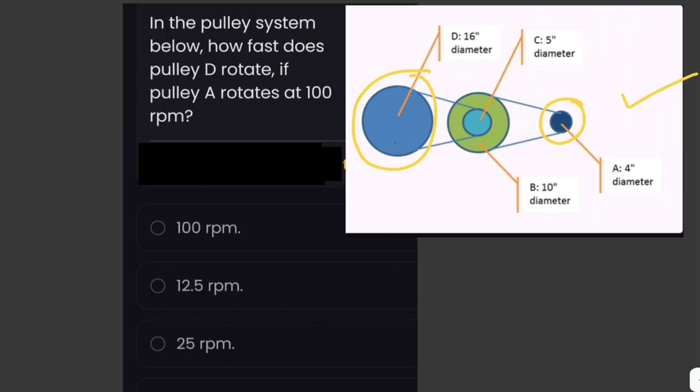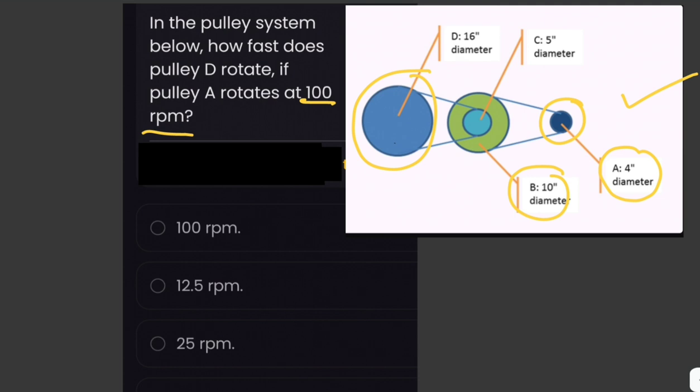Alright, let's try analyzing this. Pulley D is larger than pulley A. A larger pulley causes a smaller pulley to rotate faster by the ratio of their diameters. So if pulley A rotates at 100 RPM, let's solve pulley B first. The diameter of pulley A is 4 inches, and pulley B is 10 inches.